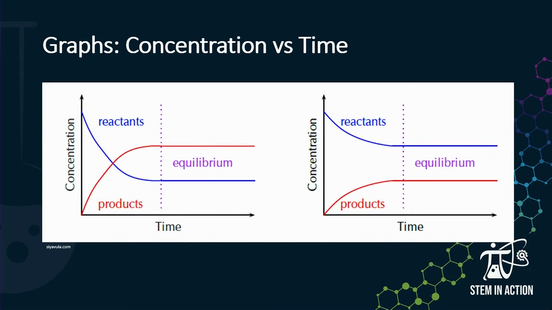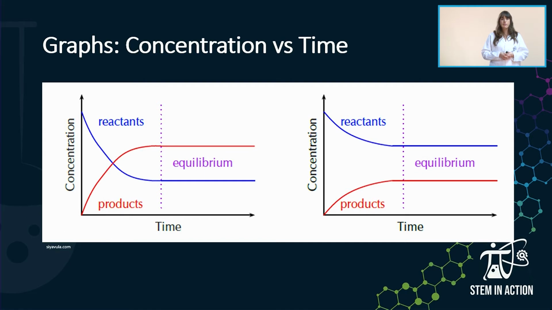So the second type of graph we can get is the graph of concentration versus time. And here we will have a look at our concentration of our reactants versus the concentration of the products. Remember that when we start a reaction, we start with a lot of reactants. And so as the reactants react together, we form more products. And so the concentration of the products increases as time goes on. Depending on your reaction will depend on the actual shape of the graph as to how high the concentration of the products get or how low the concentration of the reactants gets.